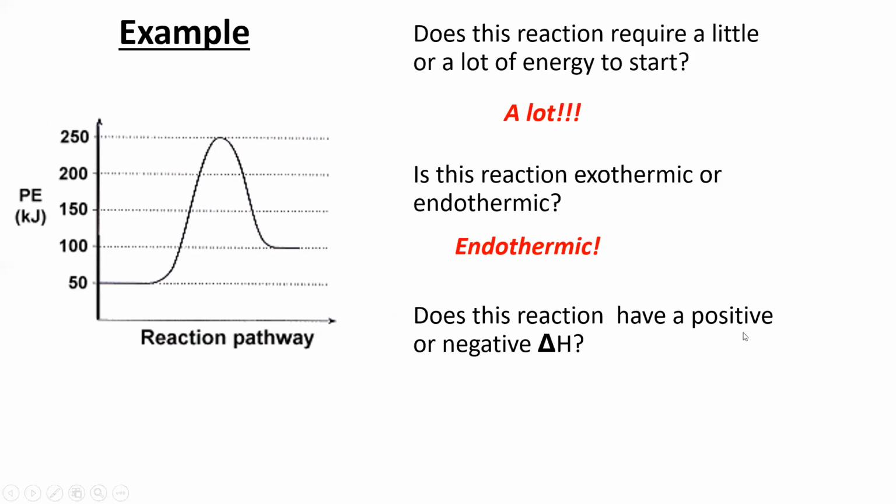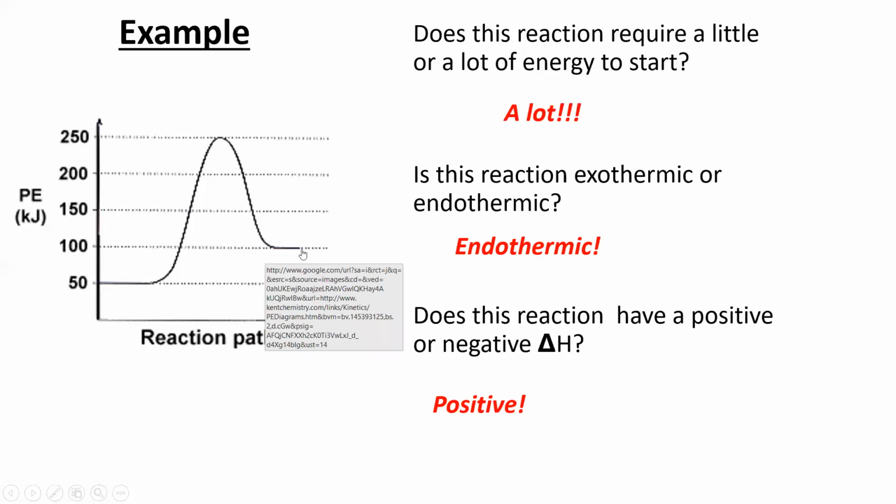So does this reaction have a positive or negative delta H? It's an endothermic reaction. Endothermic reactions have positive delta H's. Okay. And more specifically, if we were actually to figure out the delta H, it'd be 100 minus 50, final minus initial, and we'd have a positive 50 delta H.